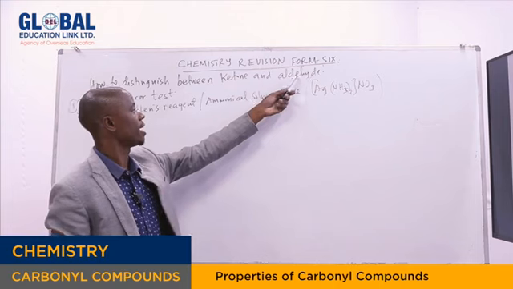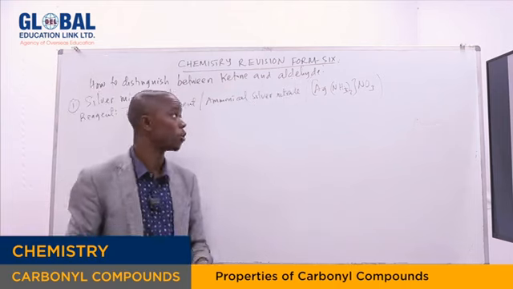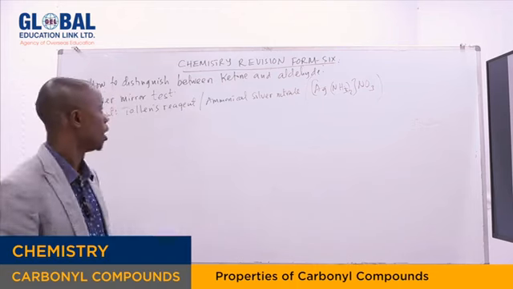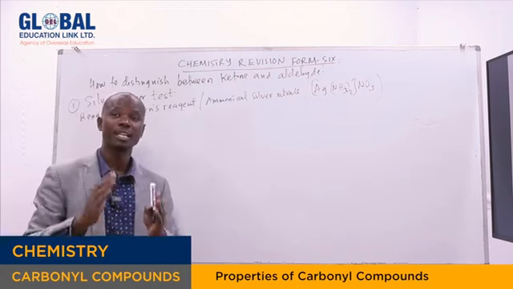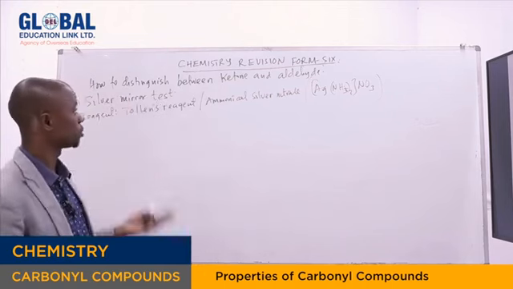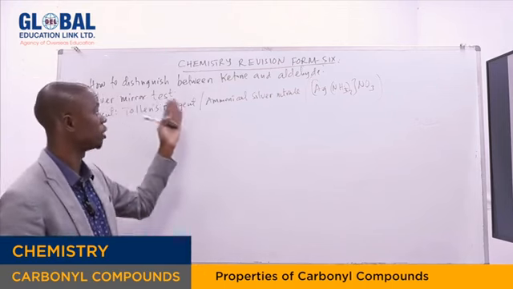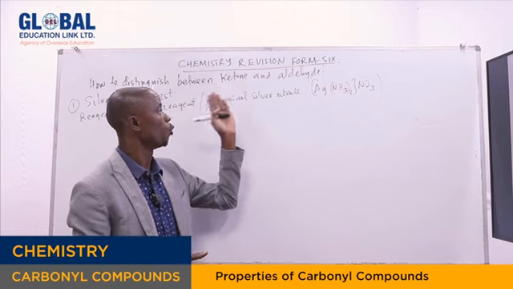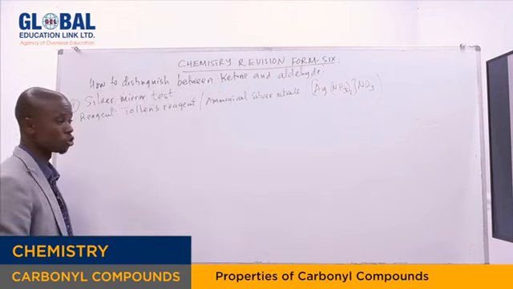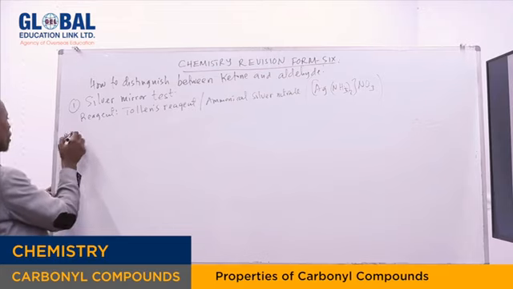And why is aldehyde a strong reducing agent? It's because it contains a hydrogen atom on the carbon of the carbonyl group. But ketone, because it lacks a hydrogen atom on the carbon containing the carbonyl group, is not a strong reducing agent. So it is not going to react with this reagent. So that is how we can differentiate. So take an example of aldehyde.